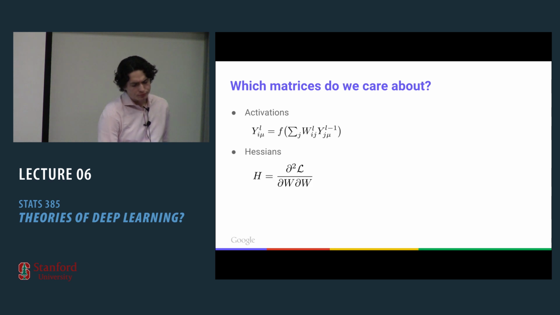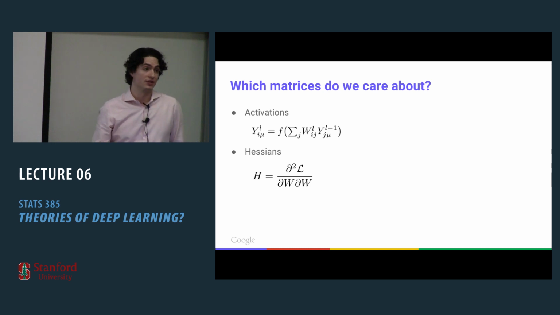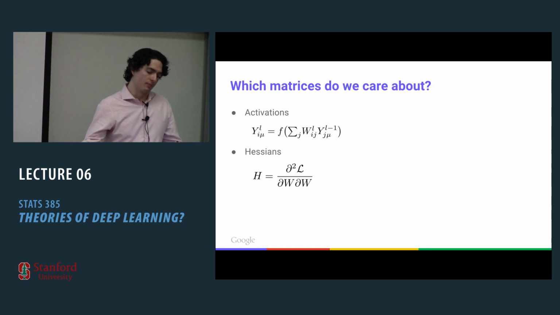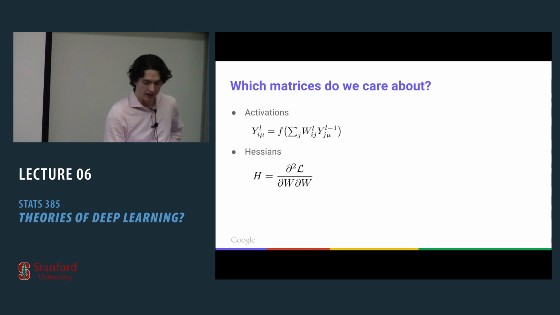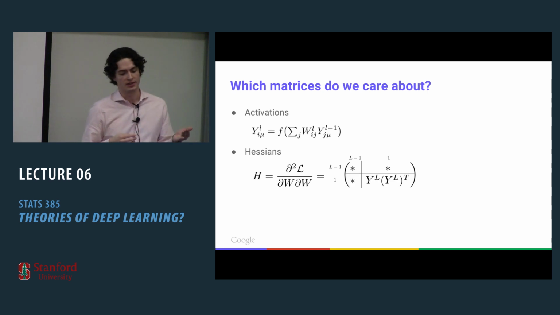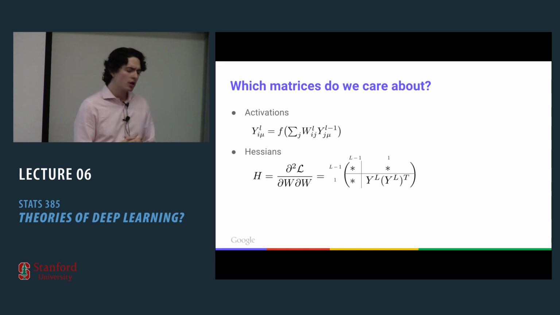And another matrix which is obviously relevant for optimization, which I mentioned previously, is the Hessian matrix, the second derivative of the loss function with respect to the parameters. If you have an L-layer network, the Hessian is an L by L block matrix. And it turns out that at least for squared loss, the bottom right-hand corner of this matrix is exactly Y Y transpose.